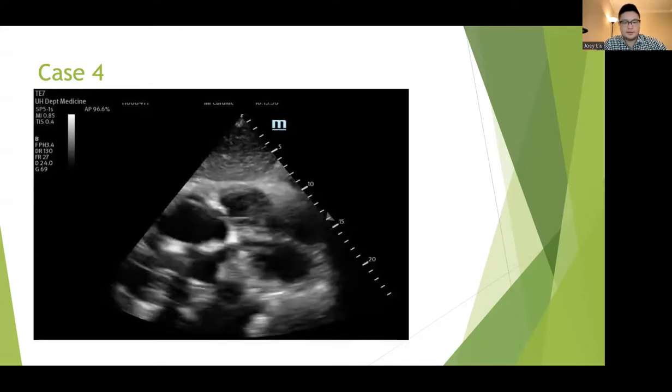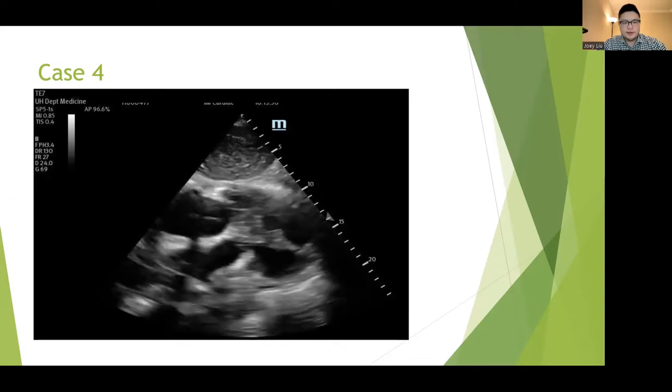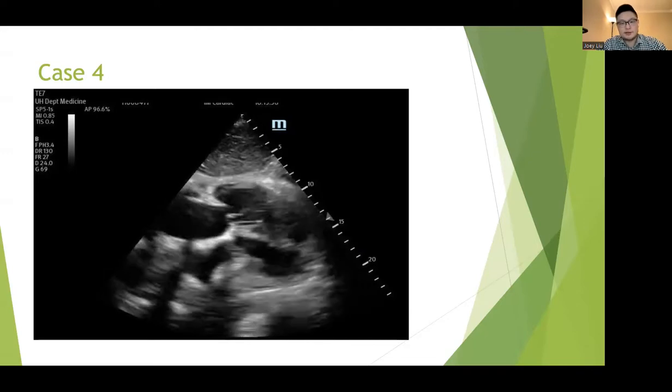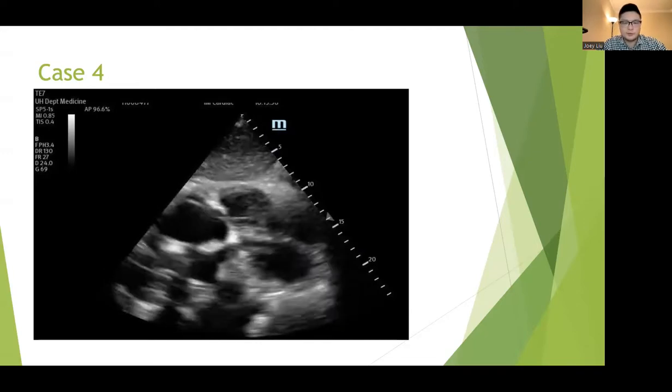This is just another image on the same axis. Subcostal view here again. I guess the RV here is significantly larger than the LV down low.